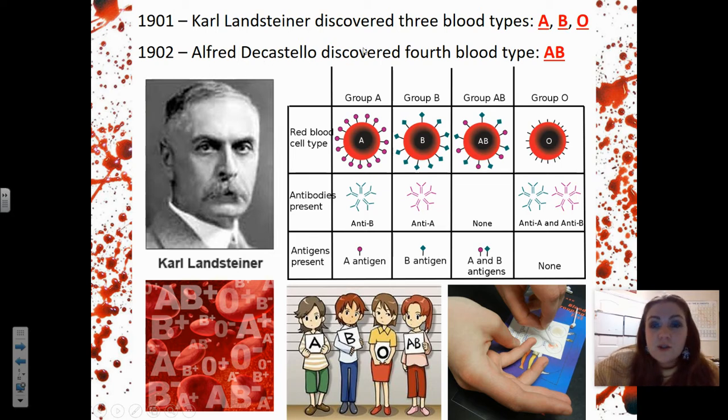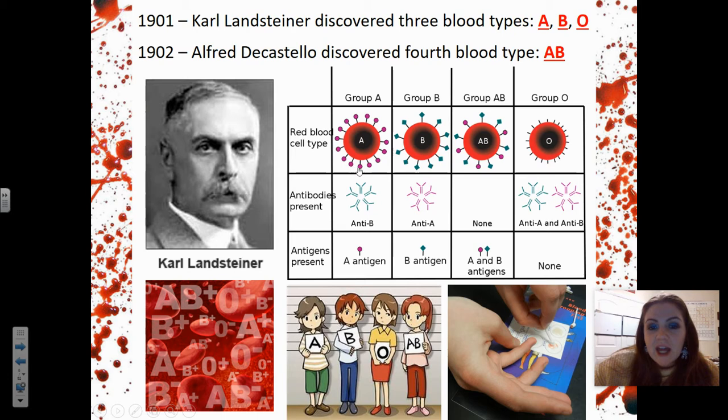Alfred de Castellello discovered the fourth blood type, the AB. So Carl Landsteiner is the one that we're going to give credit for finding the blood types, but he didn't find the AB. It took another year for Alfred de Castellello to figure out that there was another one that did react just slightly differently. So let's already talk about our blood types here just a little bit.